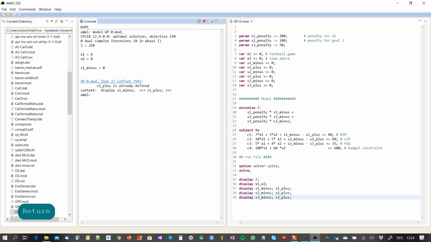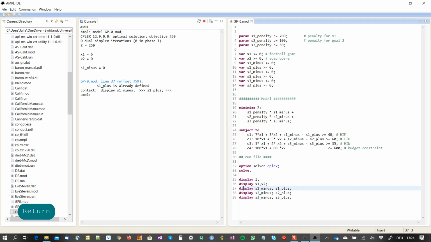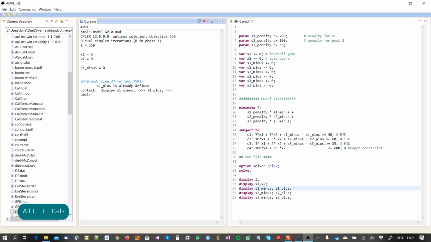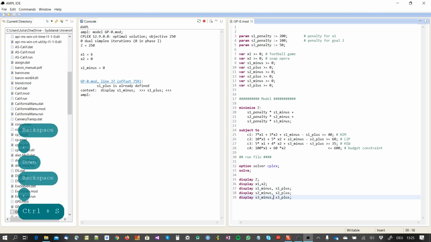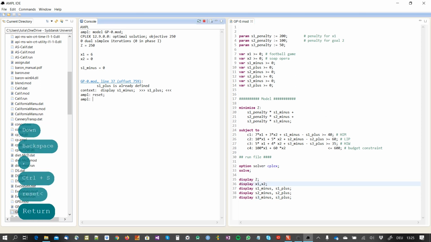Now you see that I made some mistake here, and that is in line 37. Okay, and in fact I did something wrong not just in line 37, but in all of them, because I typed semicolon and I want to have a simple comma here at that stage. Here it's fine, but here I made the mistake. So let's reset.